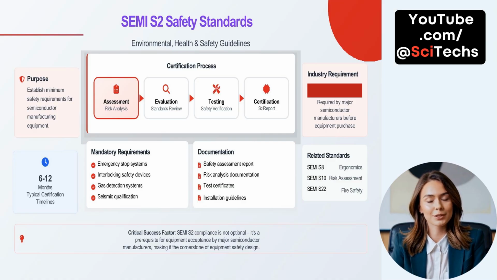Mandatory requirements include emergency stop systems, interlocking safety devices, gas detection systems, and seismic qualification. Documentation must include the safety assessment report, risk analysis documents, test certificates, and installation guidelines. Compliance is not optional. It is an industry requirement prior to equipment purchase.